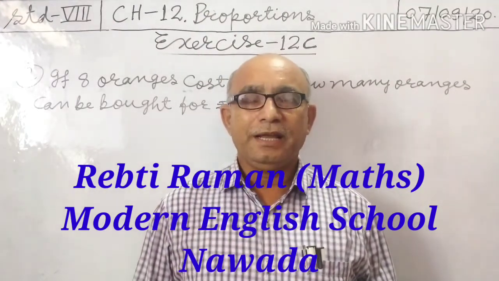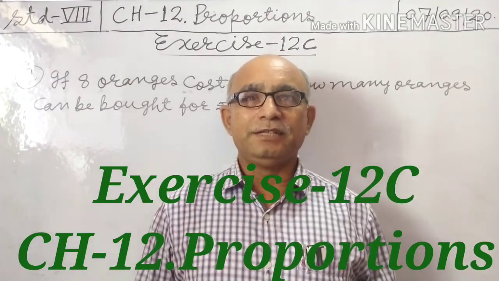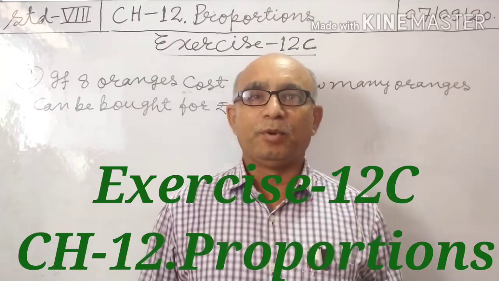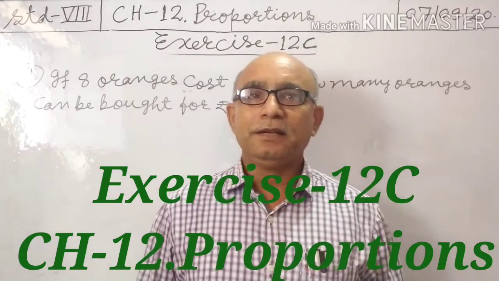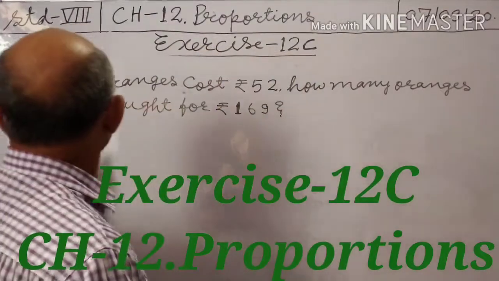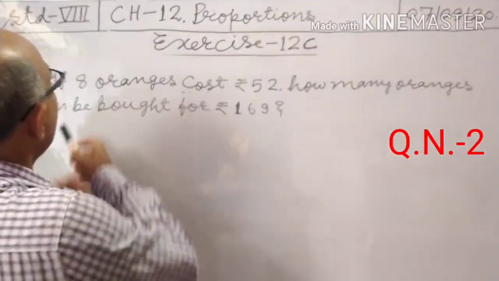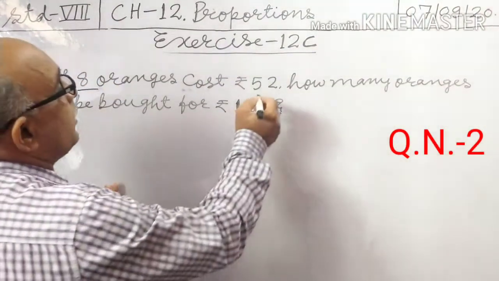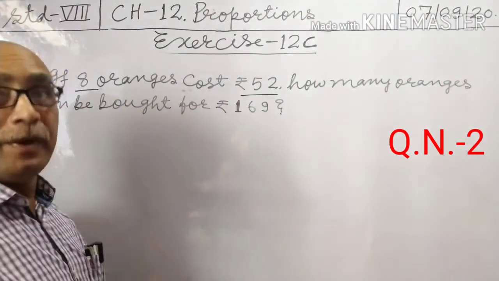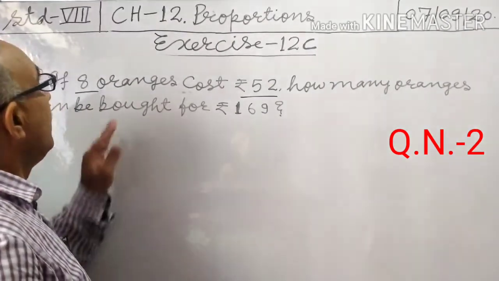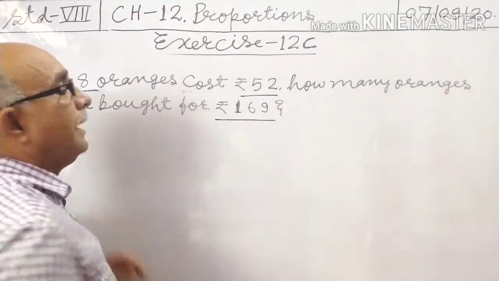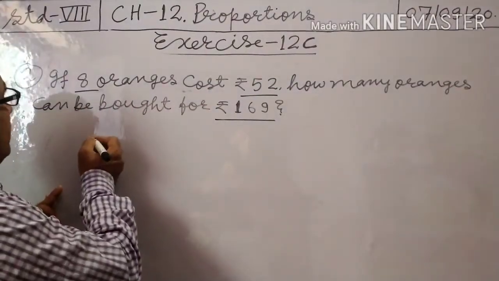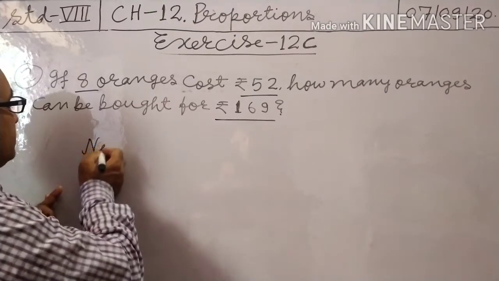Students, today I shall solve exercise 12C objective questions of chapter 12, proportions or direct and inverse variation. Question number 2 is written here. If 8 oranges cost rupees 52, how many oranges can be bought for rupees 169? So here write first, in the first column, number of oranges.